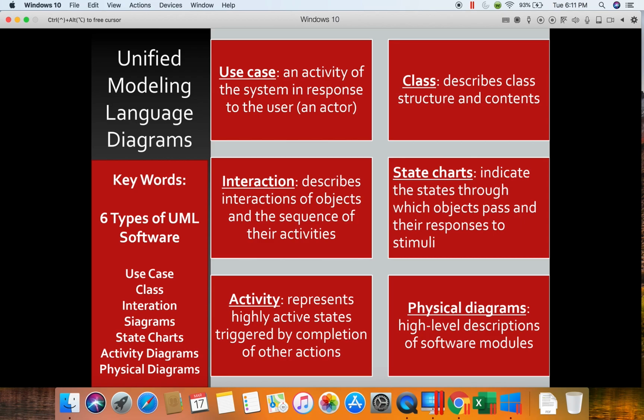Activity diagrams represent highly active states that are triggered by the completion of actions of other states. So they focus mostly on internal processing. And then finally we have physical diagrams, which are high-level descriptions of software modules, and they describe the software and the execution that the software components go through.